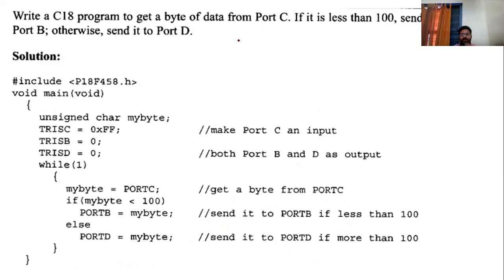Again we have to write a byte of data from port C again. So again the same program. Here port C is an input port. Then we can take the time 100 and send port B as an output and send it to port D.